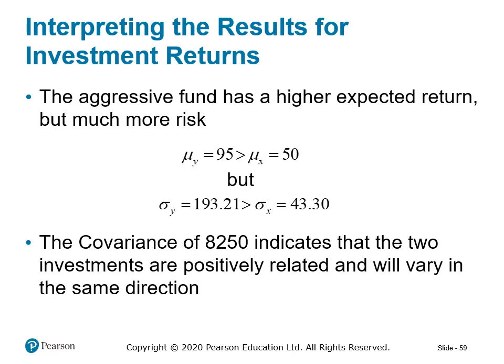So here we're going to interpret the results, which we kind of already have. The aggressive fund has a higher expected return, but it also has higher standard deviation, which means it has higher risk. The covariance is positive, 8,250, which indicates that the two investments are positively related and will vary in the same direction. They both lose money in recessions. They both make a little bit of money in a stable economy, even though X makes a little more. And they both make more money in an expanding economy. And again, X makes more than Y, but they move together.